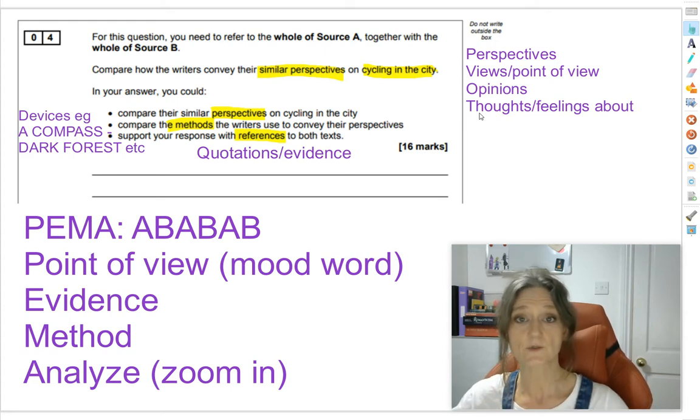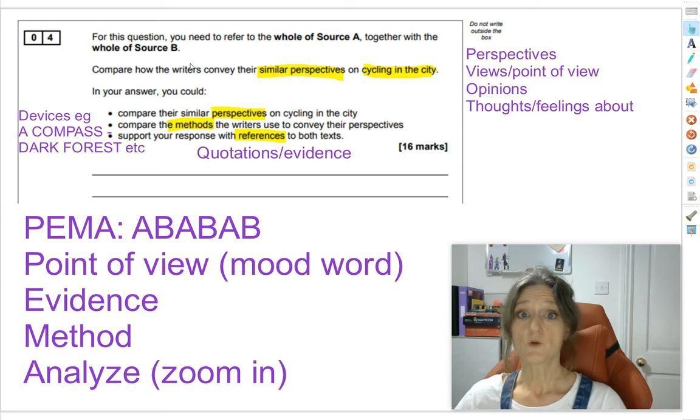And thinking about thoughts and feelings can just make it a lot more tangible for you, a lot easier to grasp. The second one you get lots and lots of marks for. Compare the methods the writers use to convey their perspective. And again, back to that word synoptic, this is all about bringing all of your skills together.